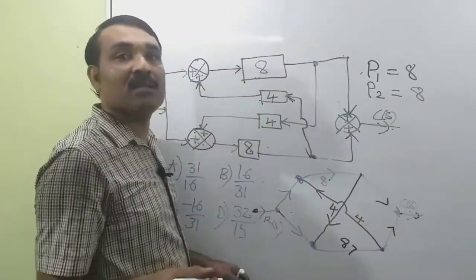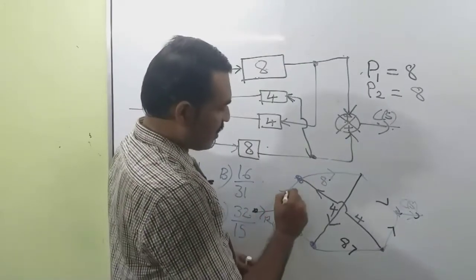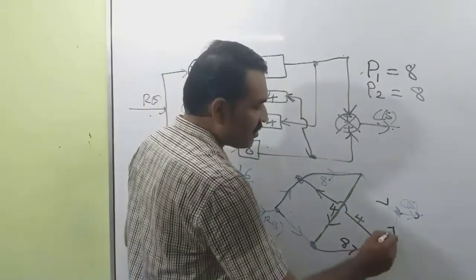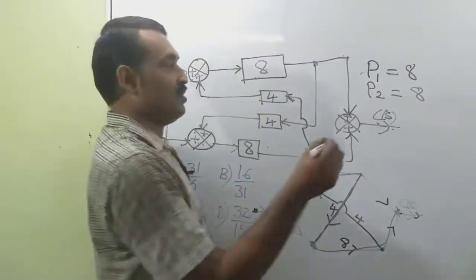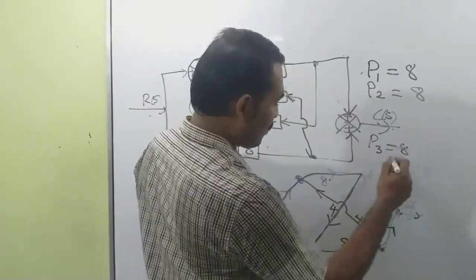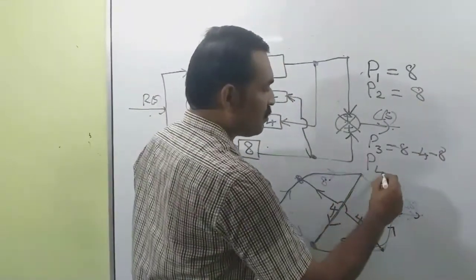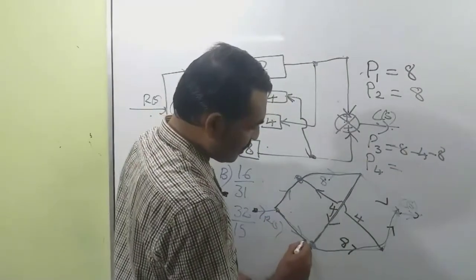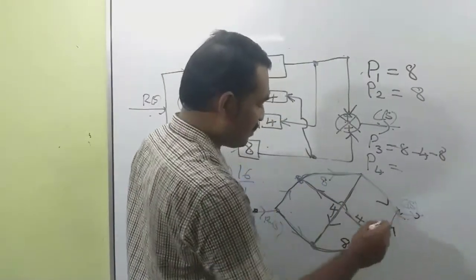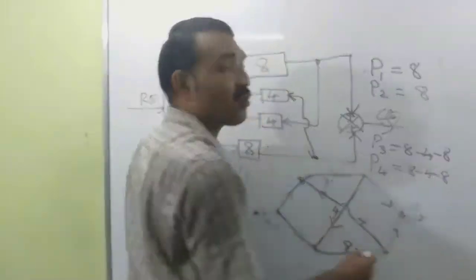Is there any other forward path? Yes, let us check. I am starting from this point and moving along this direction, and moving this way, and again going to the output, in which no nodes are repeating. So P3 is the third forward path. The path gain is 8, 4 and 8. And our fourth forward path P4, I am moving along this direction and going through this direction and reaching here. So 8, 4, 8 is also a forward path.